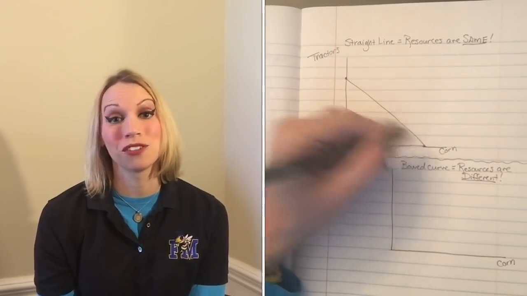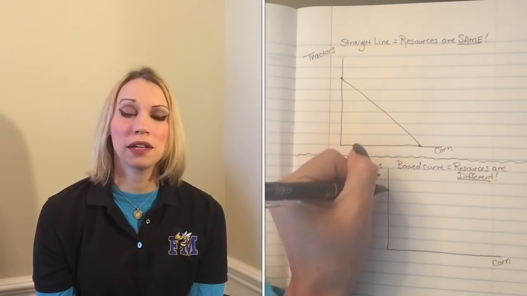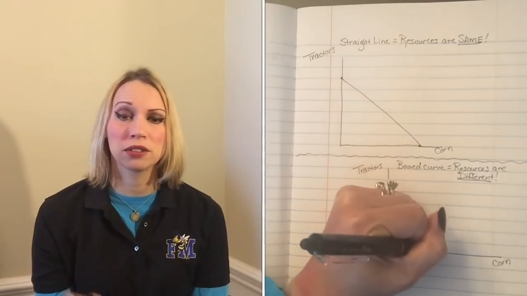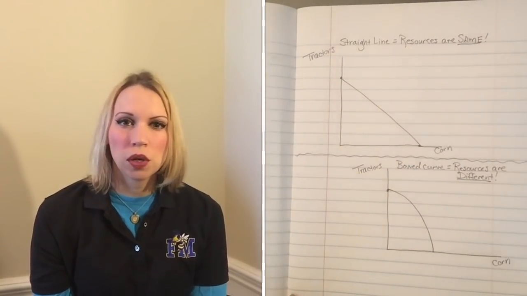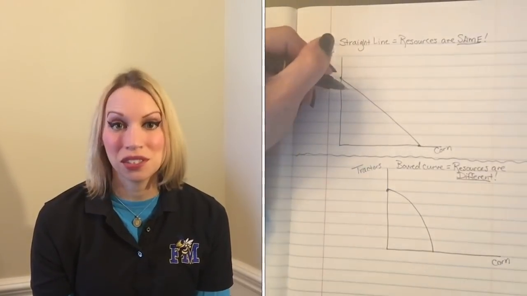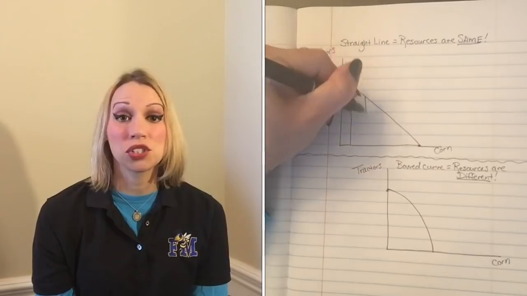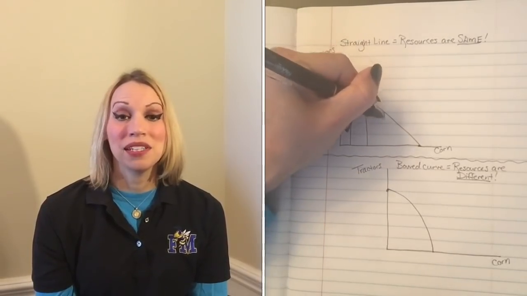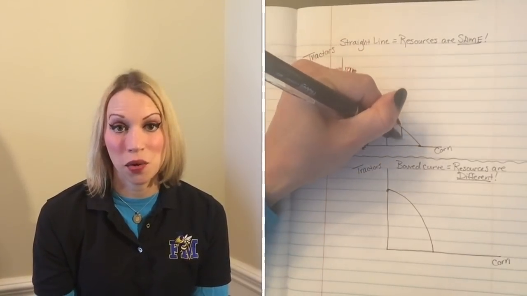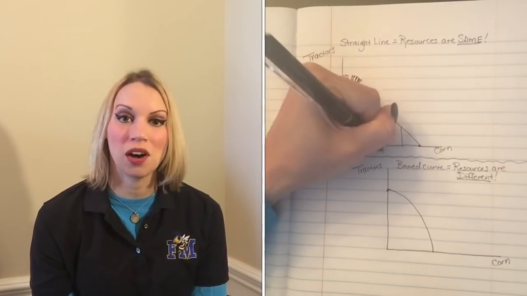Very quickly, let's talk about the difference between a straight line production possibilities frontier and a bowed out curved production possibilities frontier. You may have been wondering, when we connected those two dots between tractors and corn, why we didn't just draw a straight line, why we made it a bowed out curve. Well, there's a reason for that. If your production possibilities frontier is a straight line, then that means that it has a constant slope. We also call this constant opportunity cost.